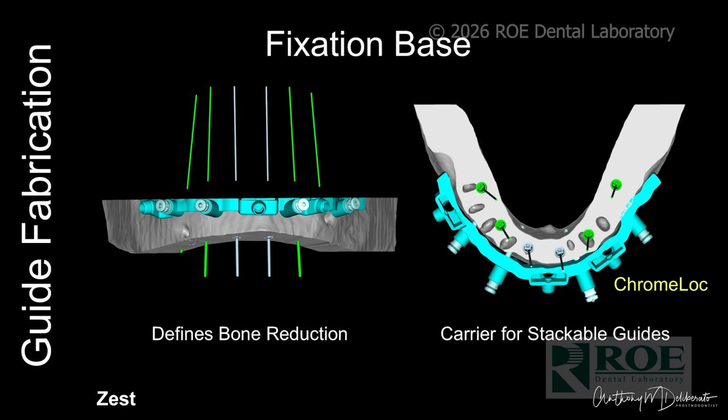And this is the way that it looks. When you place this, it's not touching the bone. It's kind of suspended in air, held in by these little stabilization pins that are pounded into the jaw. And all the other guides are put into place and are held firmly by this chrome lock. And so this becomes a carrier for all of the rest of the stackable guides.